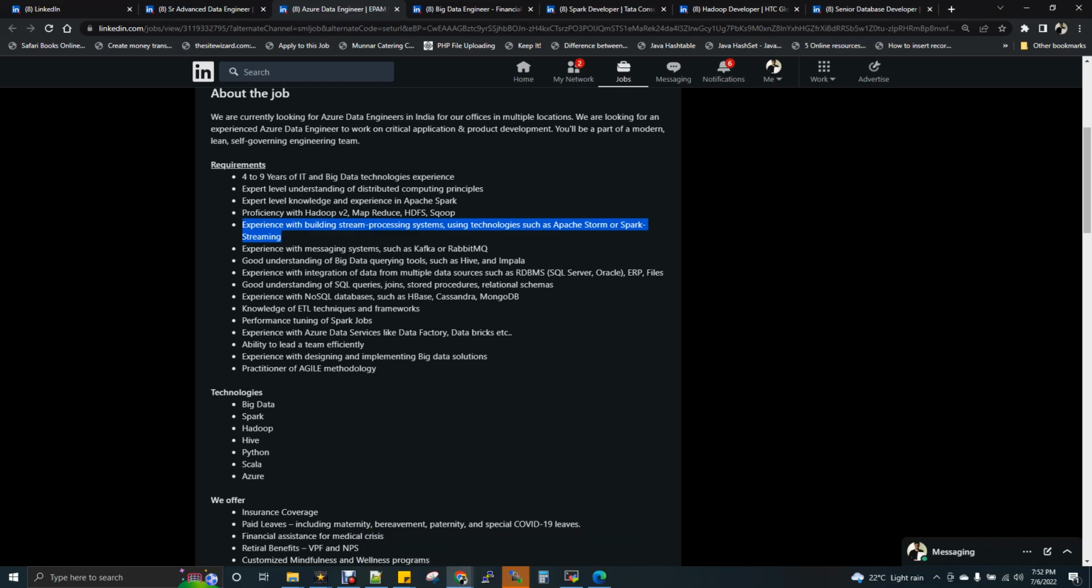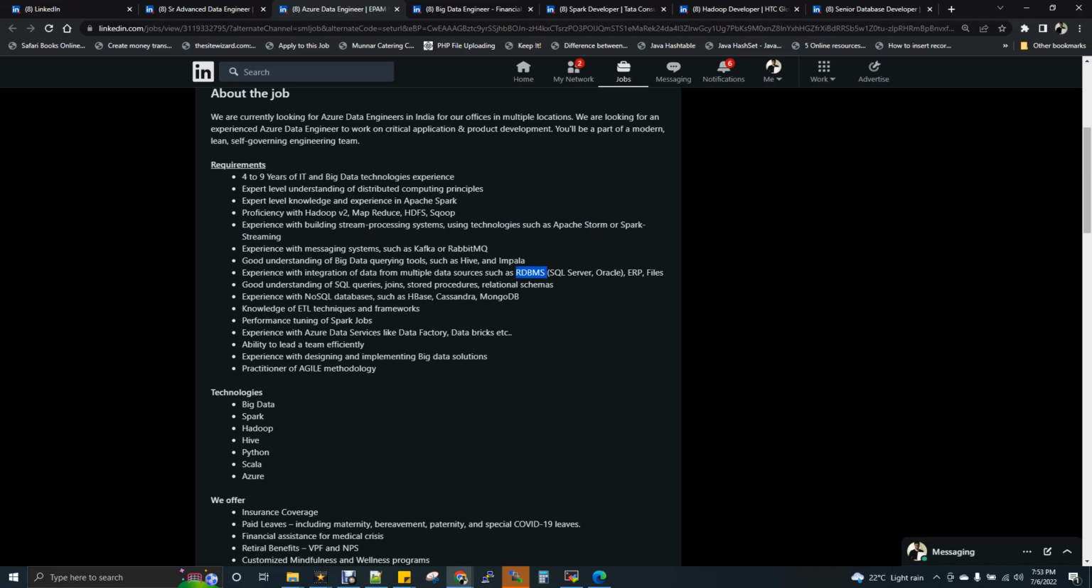Experience with Kafka and RabbitMQ, again, I consider this an optional thing. And a good understanding of Hive and Impala, obviously we will have that. Impala is, again, if you know how to work in Hive, then Impala is easy for you. And they're expecting you to have some data sources other than big data, like RDBMS or SQL Server, Oracle. If you know SQL, you can manage with these products. Good understanding of SQL query joins, of course, and NoSQL.